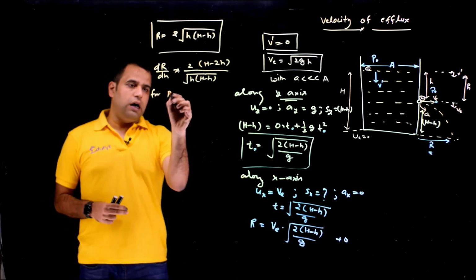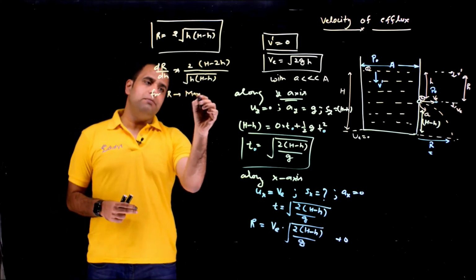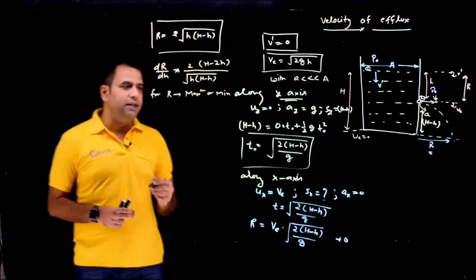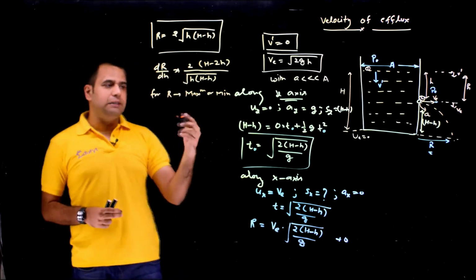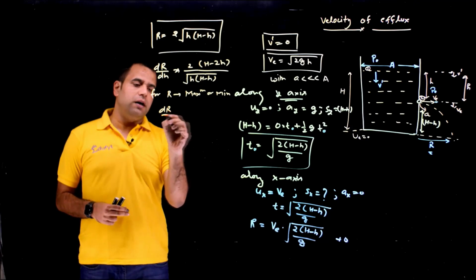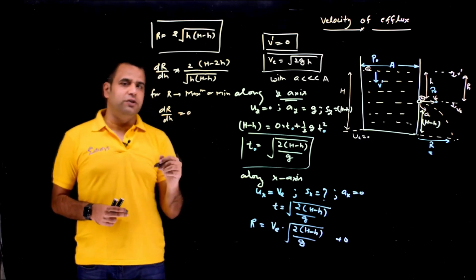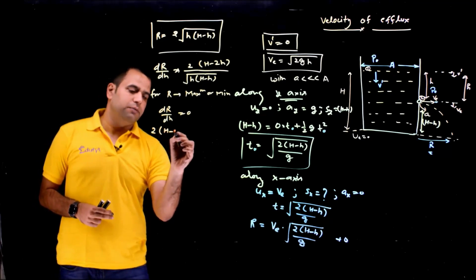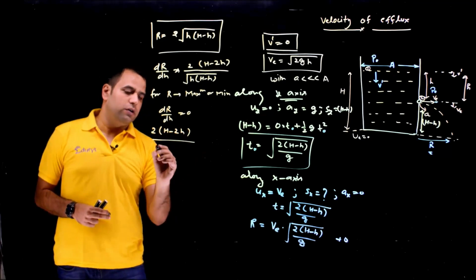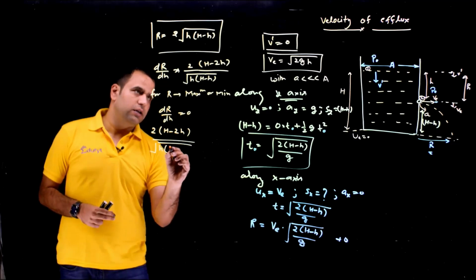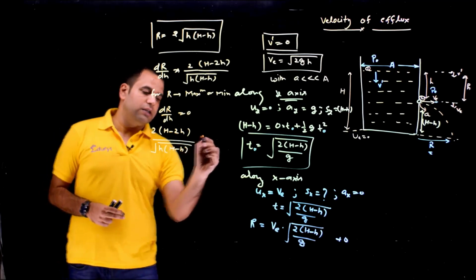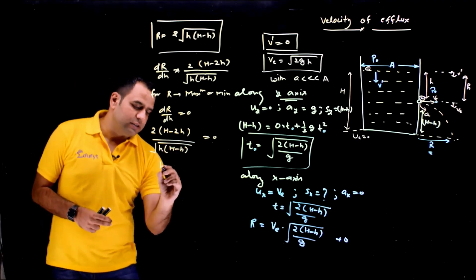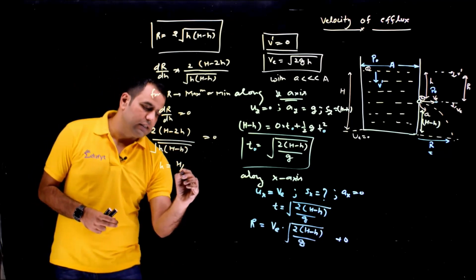Now for R to be maximum or minimum, we learned that in kinematics. So if we want R to be maximum or minimum, dR upon dh should be 0. So we put that value 0. If we put that value 0, that becomes H minus 2h upon under root h times capital H minus small h, and that is 0. So obviously the denominator cannot be infinity. So this small h will be capital H by 2.